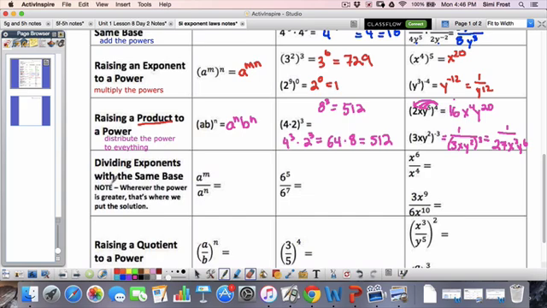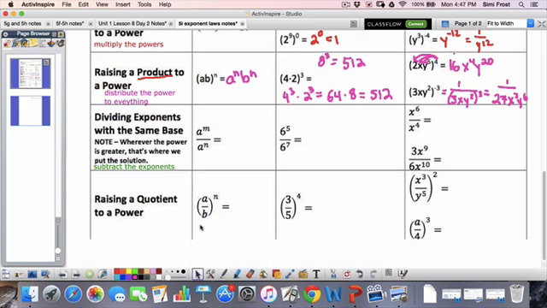Okay, dividing exponents with the same base. In this case, we're going to subtract the exponents, but I did put in a note here. Wherever the power is greater, that's where we put the solution. That's where the number or the variable is going to end up. I'll show you what I mean by that in just a moment. Let's go ahead and give these a try.